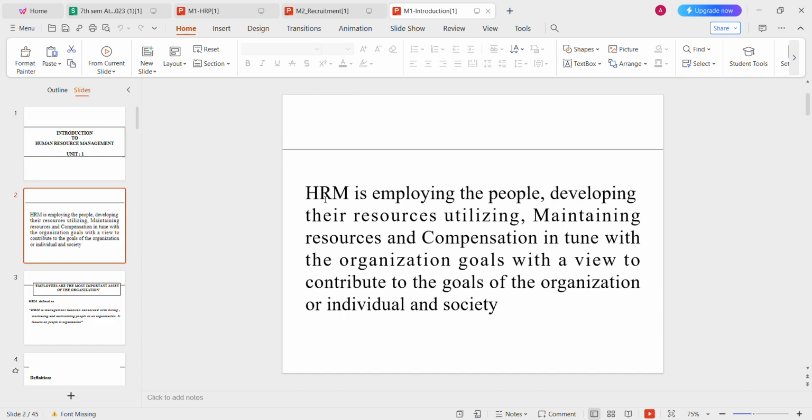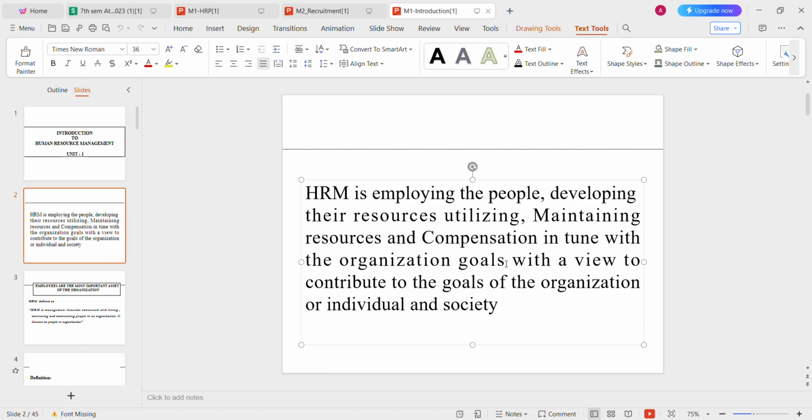So first, what is HRM? HRM basically means employing the people, developing the resource utilization, maintaining the resources and compensation in tune with the organization goals. Basically, if you want to reach the organization goals, then developing the resources is very important. HRM tries to maintain all the resources.